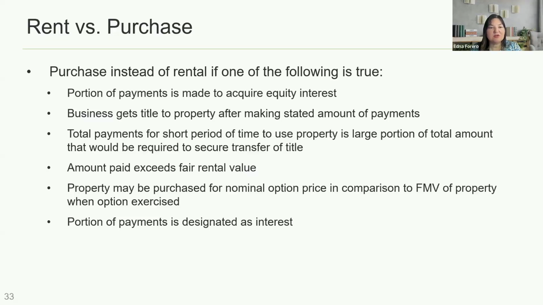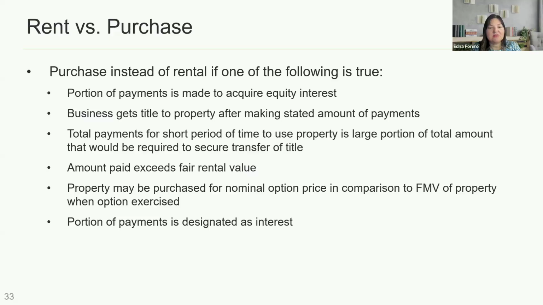So total payments for the short period of time to use a property is basically the amount that would be required to transfer that title. And the amount that they're paying exceeds what the fair rental value would be. So if it costs $100 to rent that trailer, but your client is paying $300 a month, it exceeds what the fair rental value is. So you may need to determine, is there a sales contract in place there to buy that item after a certain amount of time that they've rented it.